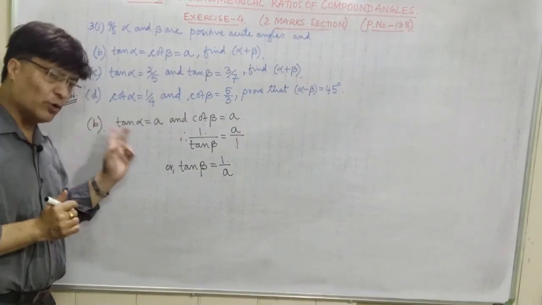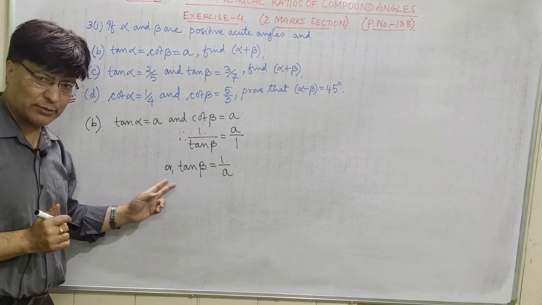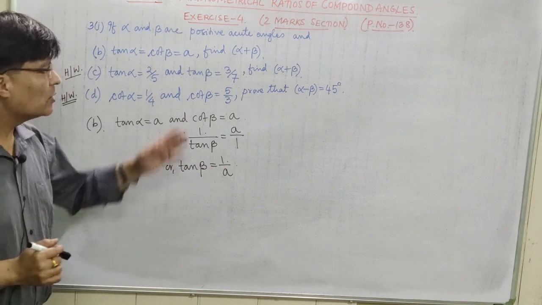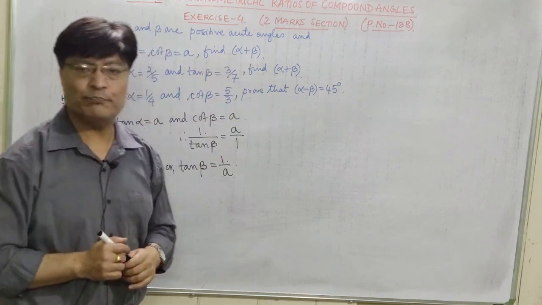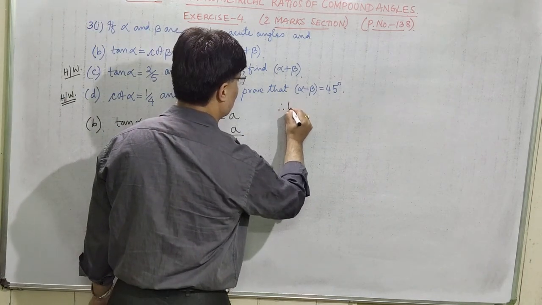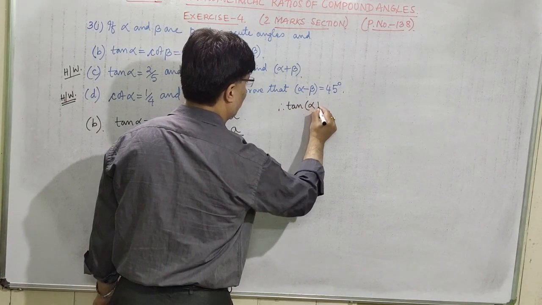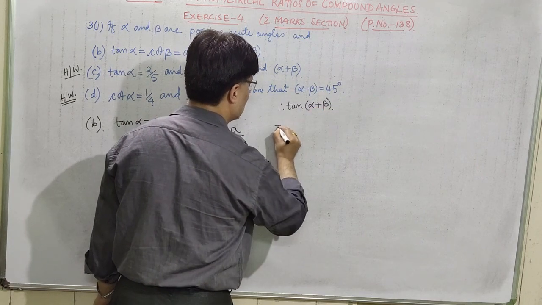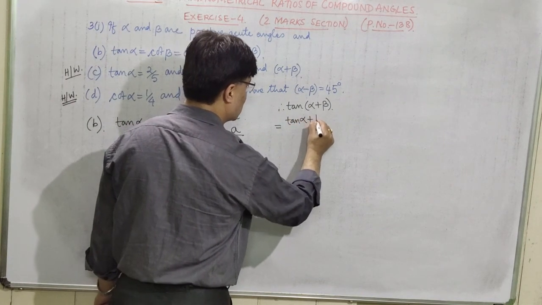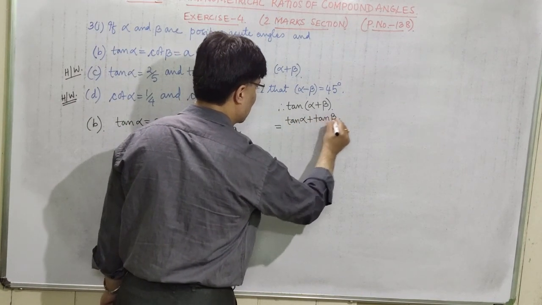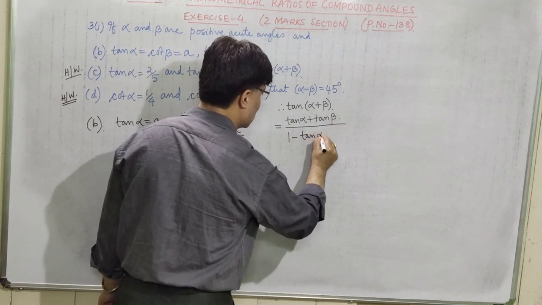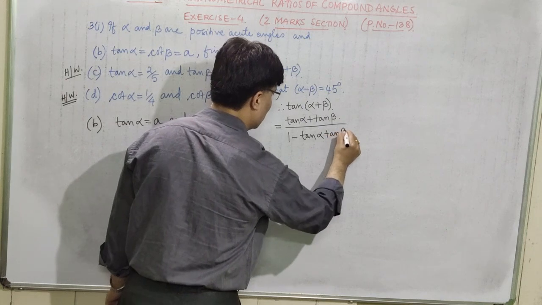So we have got both the values of tan alpha as well as tan beta. What is tan alpha here? It is A. What is tan beta here? It is 1 upon A. So now we have to get the value for alpha plus beta. Let us get the value for tan of alpha plus beta first. Therefore, tan of alpha plus beta is equal to, what is the formula? That is tan alpha plus tan beta divided by 1 minus tan alpha tan beta.